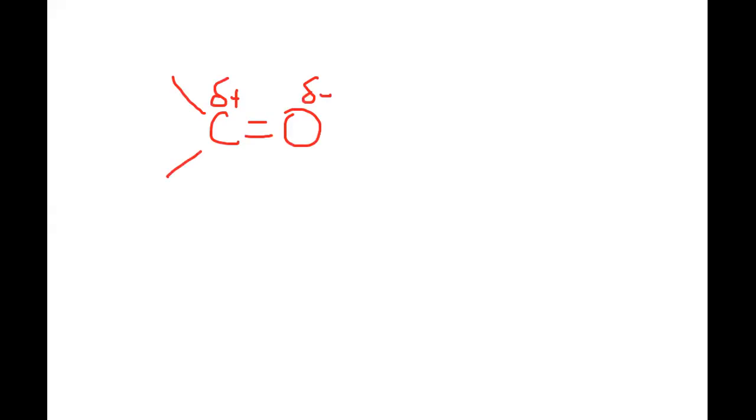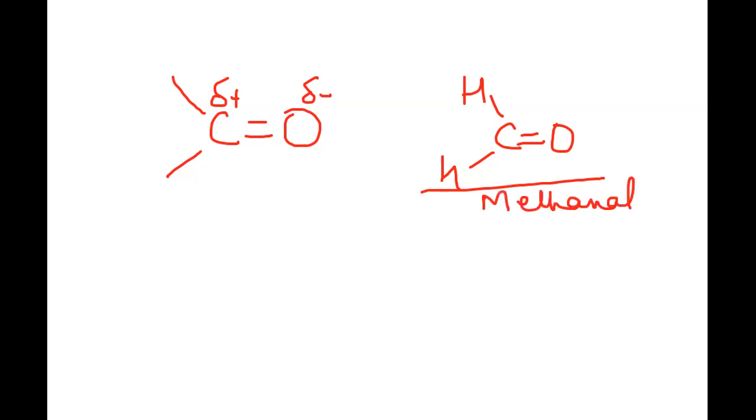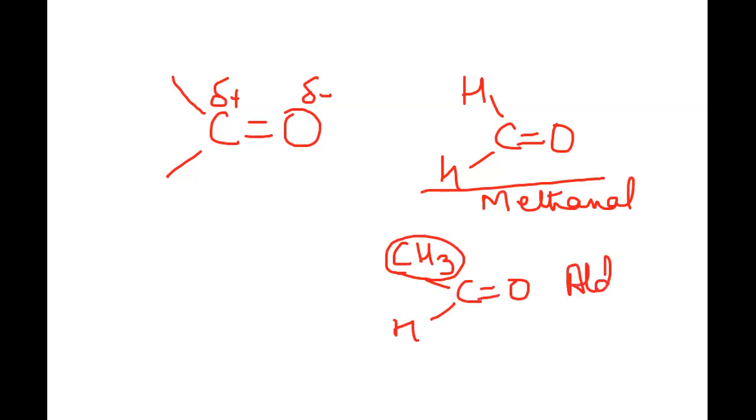If the two remaining valencies have an H and an H with C double bond O, this is an aldehyde. This is called formaldehyde, methanal. So the name of this compound is methanal. However, if one of the groups is replaced by a CH3, and you have a C, an H and a double bond O, then this is also an aldehyde. In fact, the CH3 can be any R, and this becomes the aldehyde class of compounds.